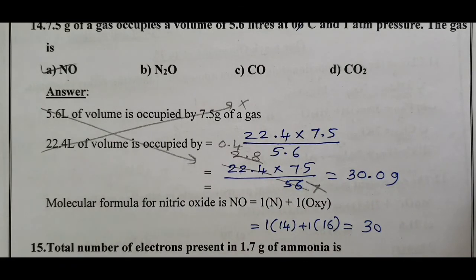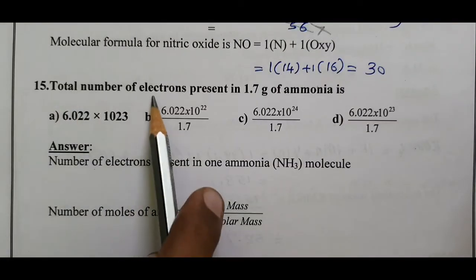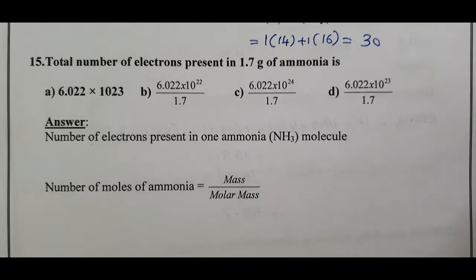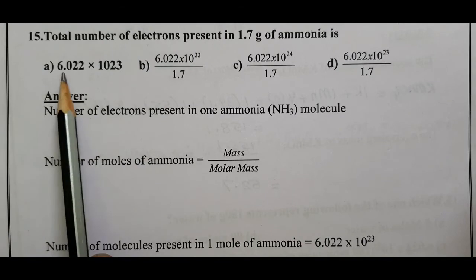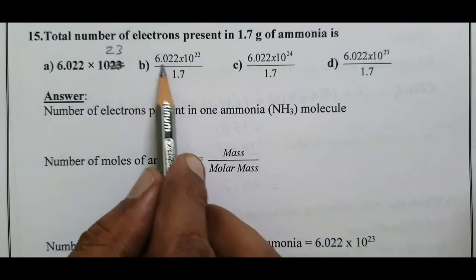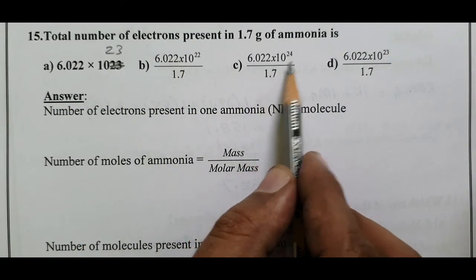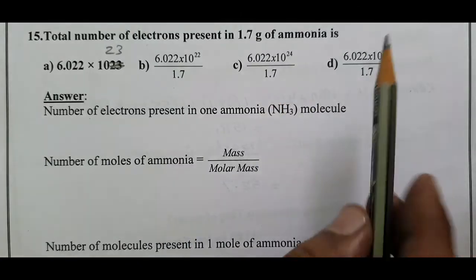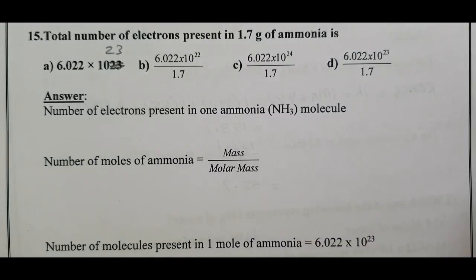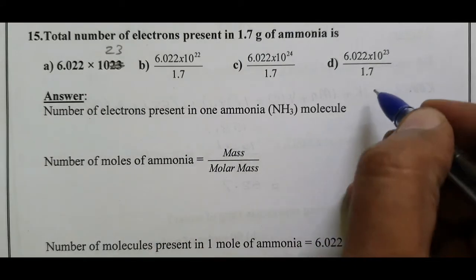Come to question number 15. The total number of electrons present in 1.7 gram of ammonia is, what are the options given? 6.022 into 10 power 23, 6.022 into 10 power 23 by 1.7, 6.022 into 10 power 24 by 1.7, and 6.022 into 10 power 23 by 1.7. How many electrons are present in one ammonia molecule?